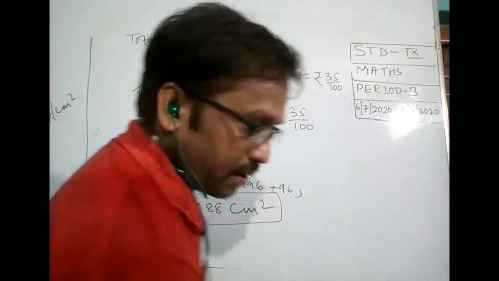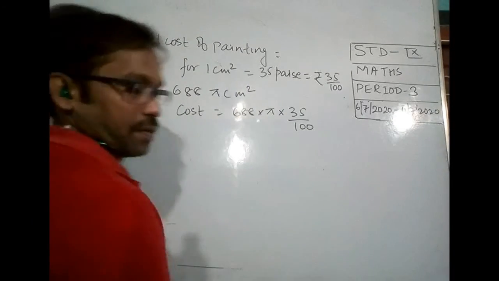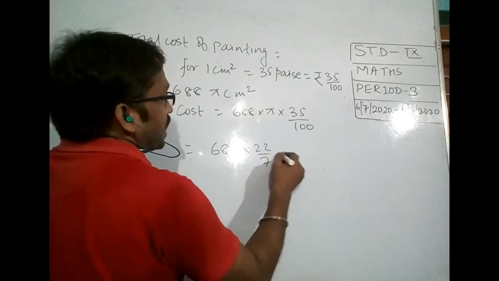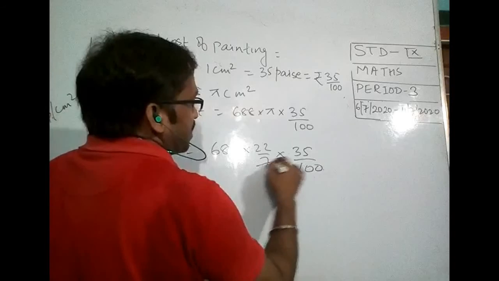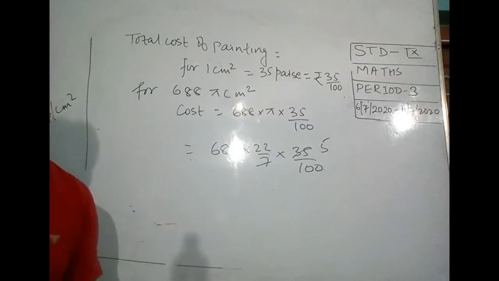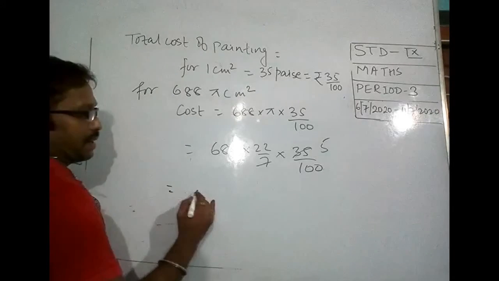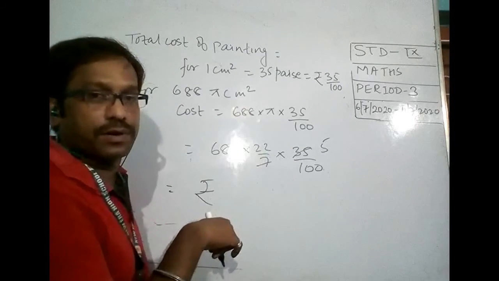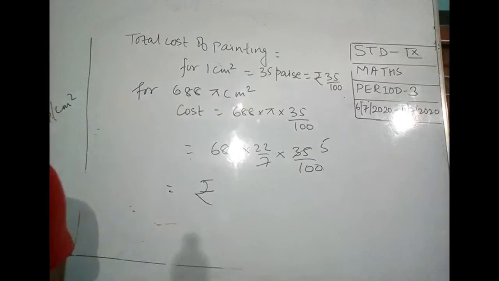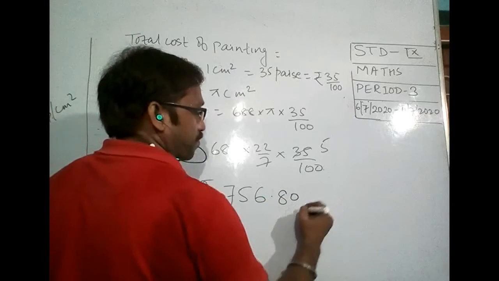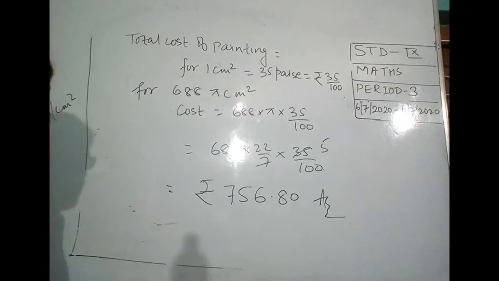Now, why I was writing pi here: now this will become 688 into 20 by 7 into 35 by 100. Now I will have to cancel this out. So when I multiply, this will become around 756 rupees. So this was the answer of that question.